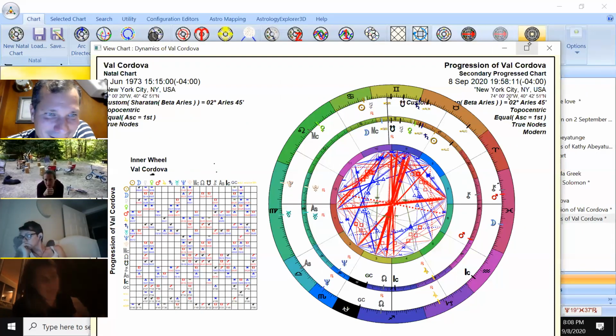I was just going to say the 3.5 years. How much does the moon move every 3.5 years? Well, the moon moves 12.5 degrees a day, so it's 12.5 degrees a year in a progressed chart.